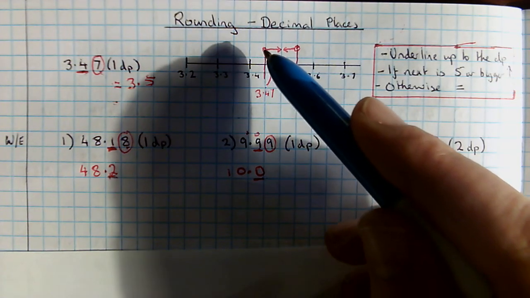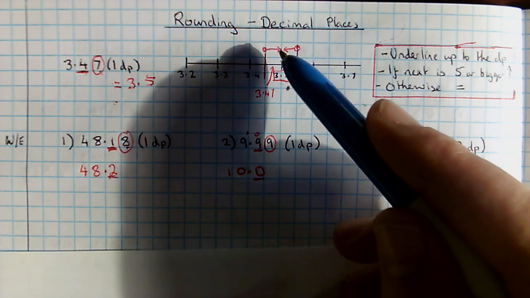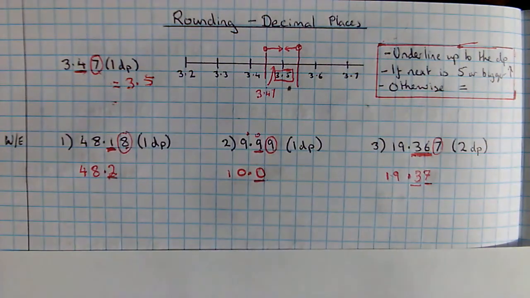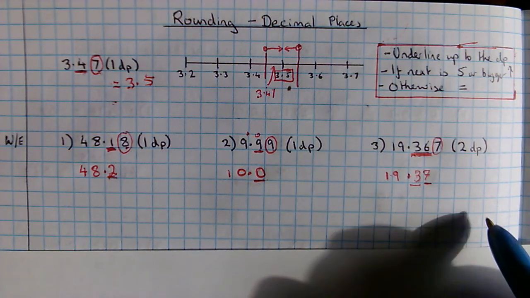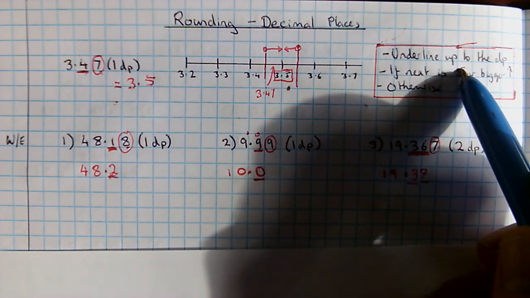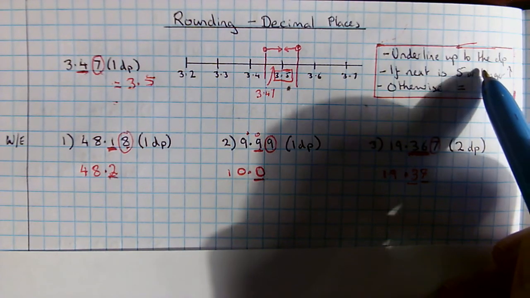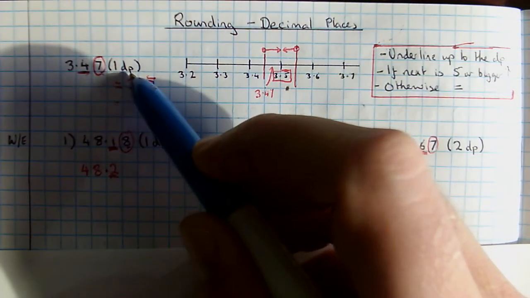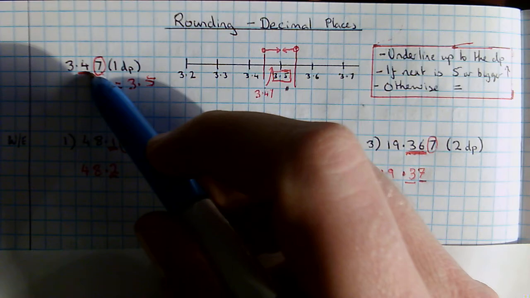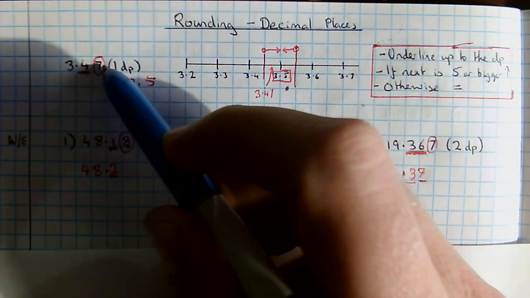Everything to the right of this point rounds up to 3.5. Everything to the left of this point rounds down to 3.4, when I've got to give everything to one decimal place of accuracy. And the way we're going to do it is like this. We underline the digit after the decimal point up to the given decimal place. So in this case I'm rounding to one decimal place. I underline my 4 and then I'm going to circle my next digit.